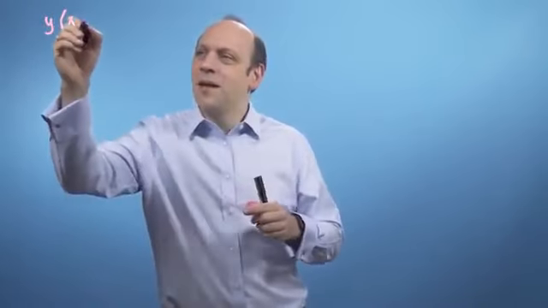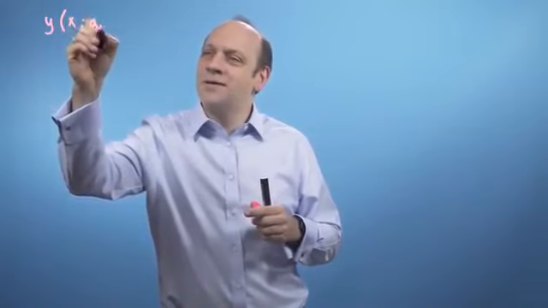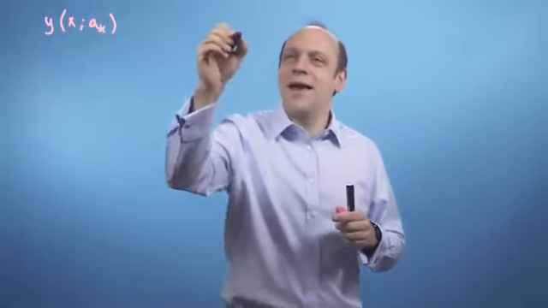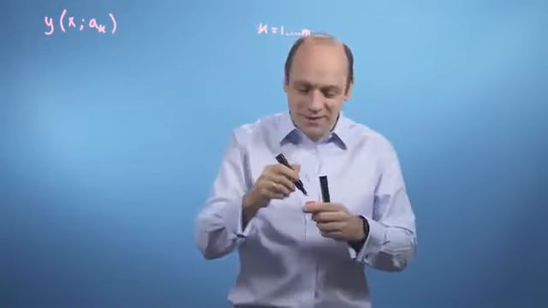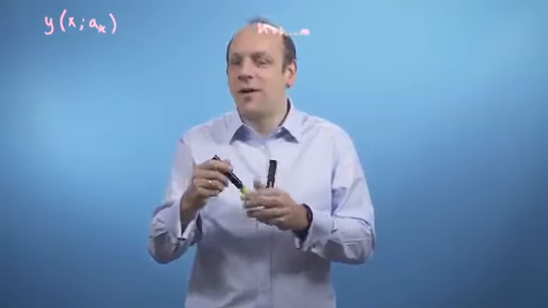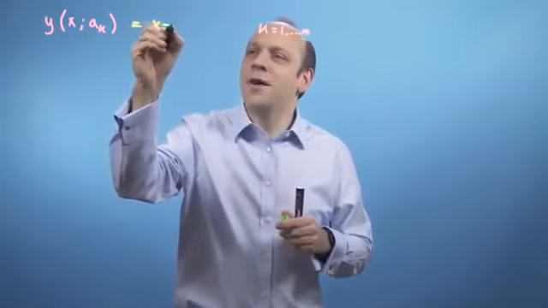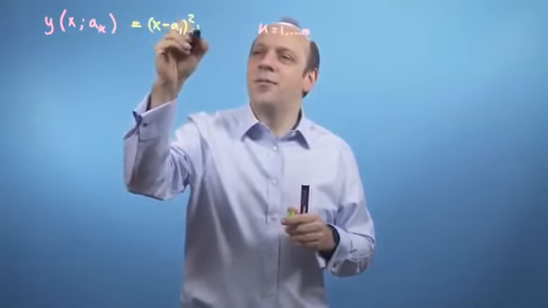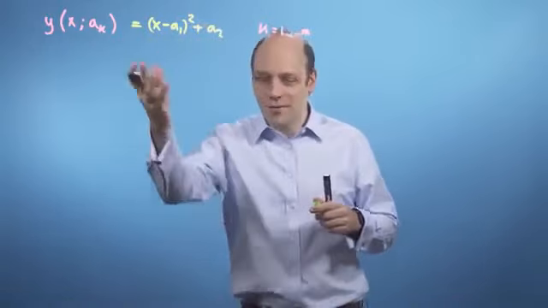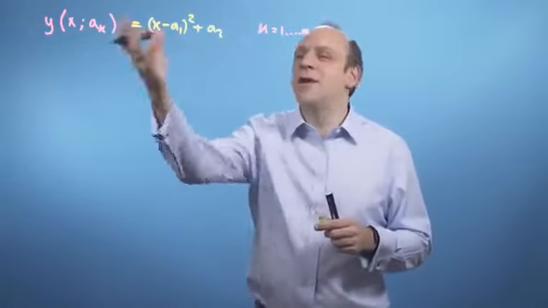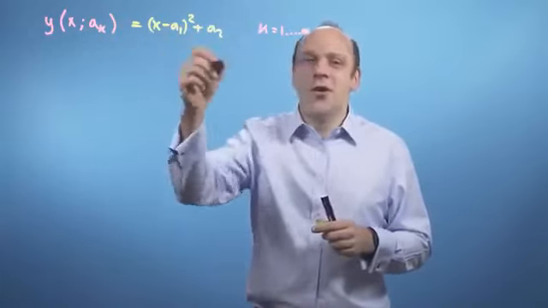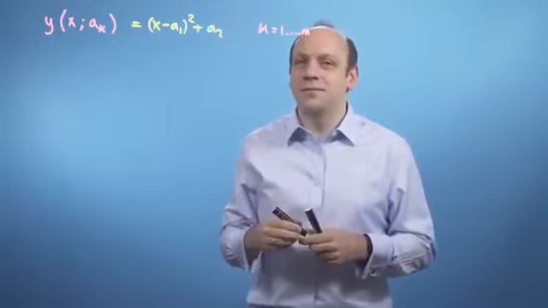So let's say we have a function y of some variable x, and that function has parameters in it, a_k, where k goes from 1 all the way up to m. So there's m of these a's. So for example, we could have (x minus a1) squared plus a2. That would be an example of some function y. This function isn't linear in a1, notice. If I double a1, I don't double the function. So it's a non-linear least squares we're going to do.